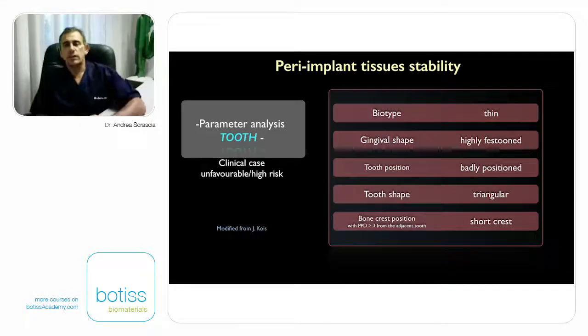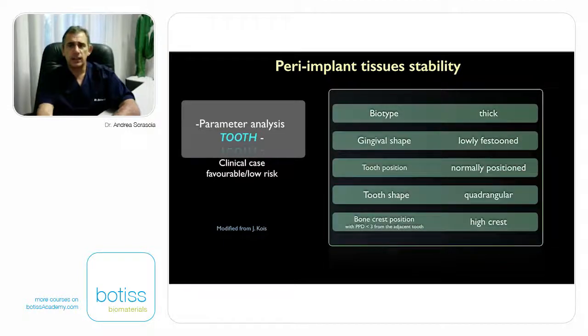We have to consider risky cases: patients with a thin biotype, with highly festooned, badly positioned teeth, triangular shaped teeth. These are very high-risk patients. So we have to consider as low-risk clinical cases all the opposite cases, such as the thick biotype, lowly festooned gingival shape, and all other parameters.